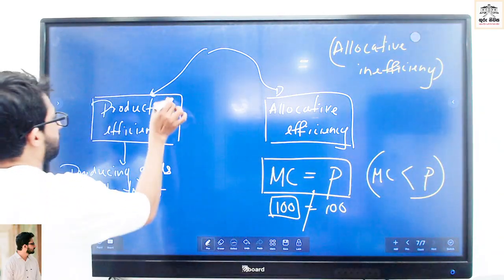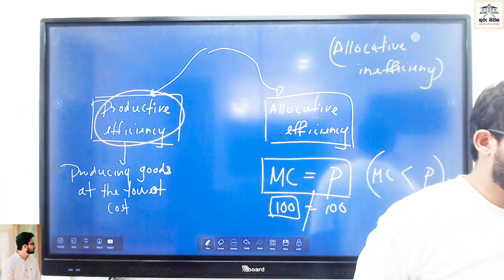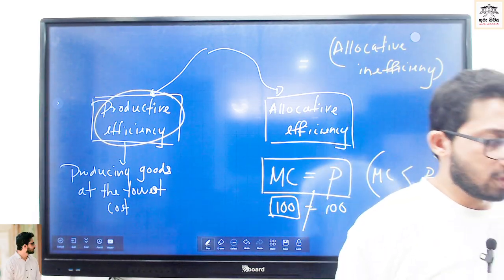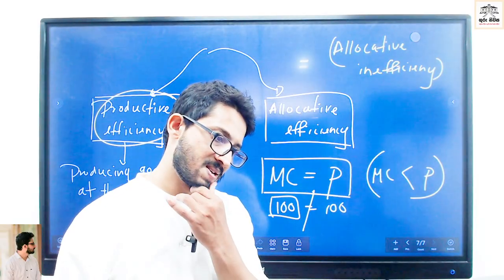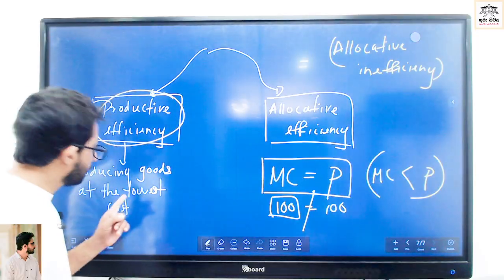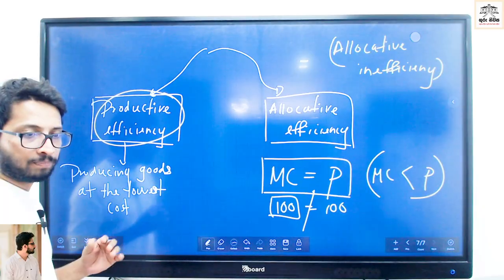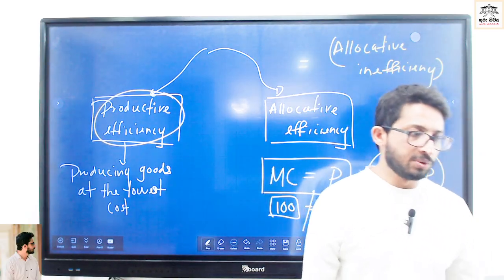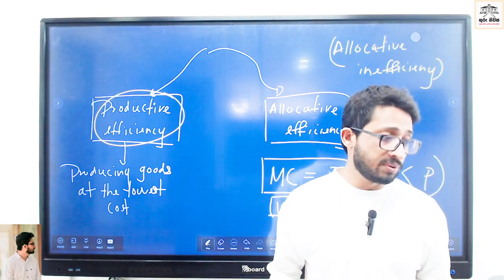What about productive efficiency? Is it available or not available? Is the monopolistic firm efficient in terms of production efficiency? Yes, I'll answer. To achieve this, the firm should produce goods and services at lowest possible cost. This one also is not achieved in the monopoly market.